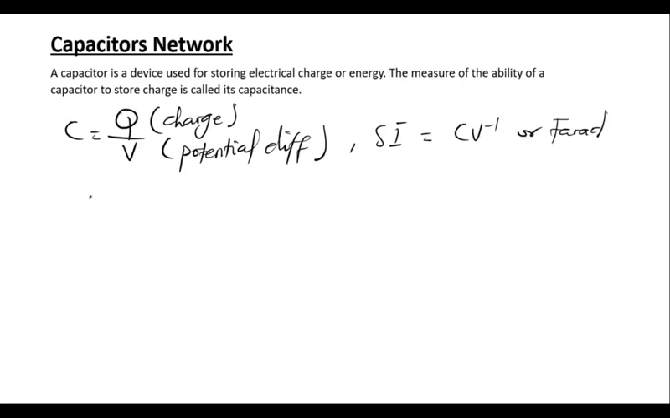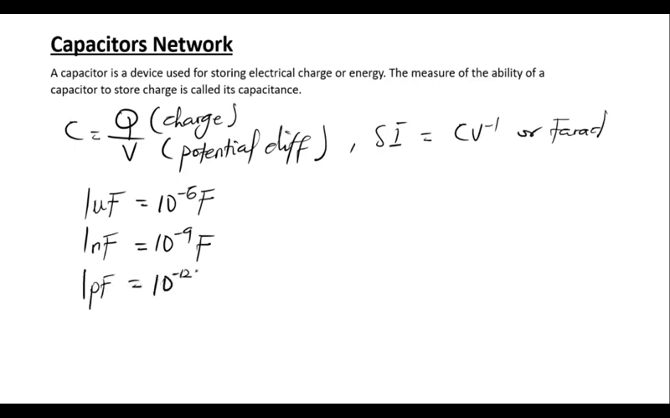Now let's take note of these conversions. If we have 1 microfarad, this is equivalent to what? 10 raised to the power -6 farad. If we have 1 nanofarad, we mean 10 to the power -9 farad. And then when we have what? 1 picofarad, it means 10 raised to the power -12 farad. These conversions are really important, and we tend to use them a lot when dealing with capacitors.